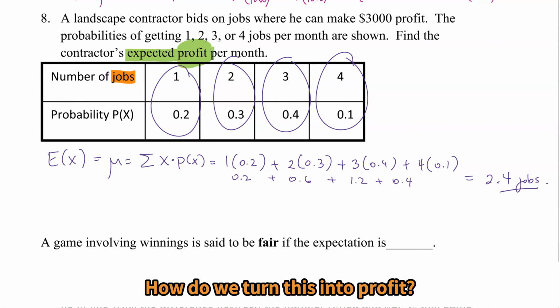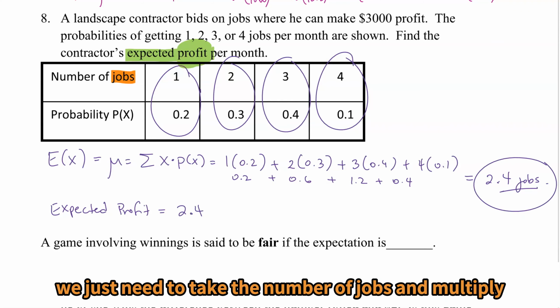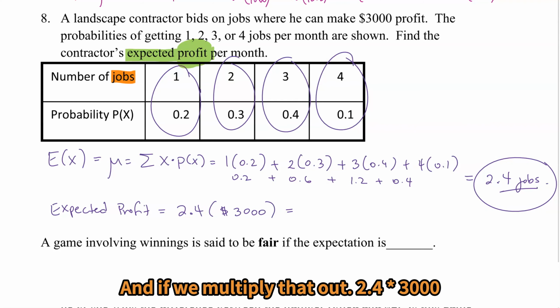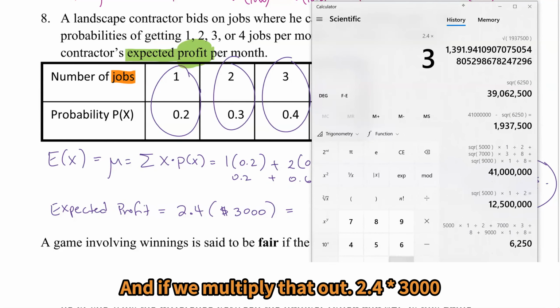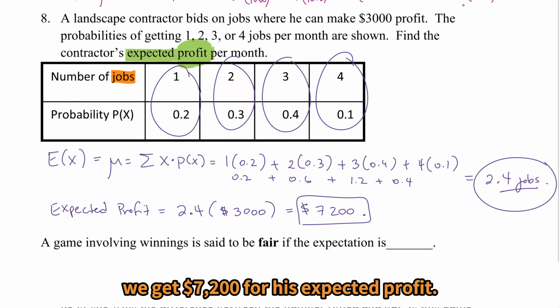Well, how do we turn this into profit? If he can expect 2.4 jobs on average, we just need to take the number of jobs and multiply by his profit, $3,000. And if we multiply that out, 2.4 times 3,000, we get $7,200 for his expected profit.